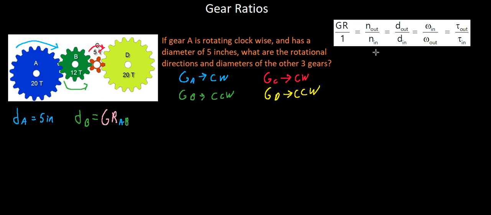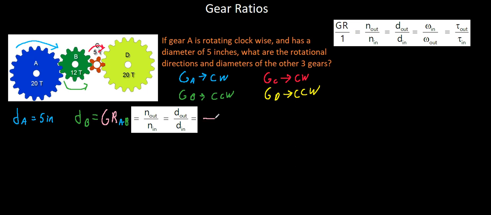To figure this out, I know that gear ratio is equal to the number of teeth out over the number in, but it's also equal to the diameter output over the diameter input. So we can say that these are all equal. I'm saying the gear ratio is equal to both of these proportions, and of course that these two proportions are equal to each other, which is probably a more important fact.